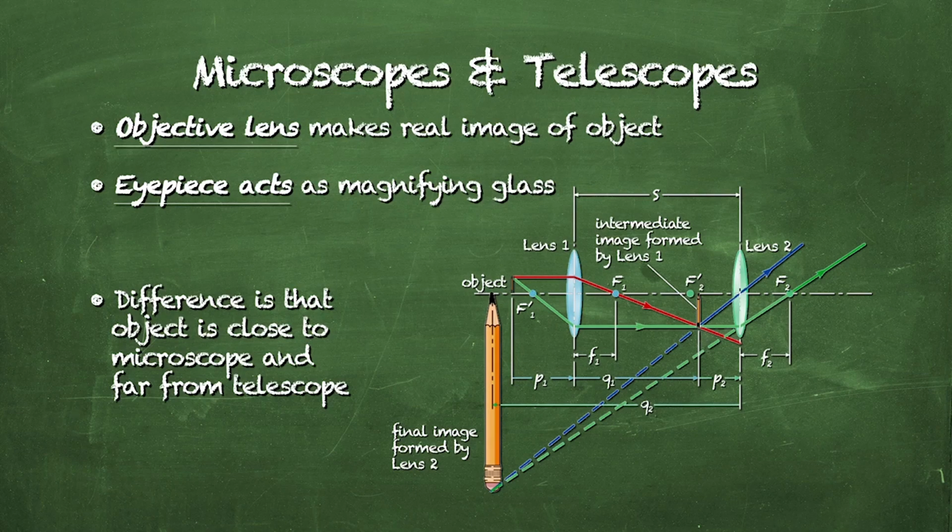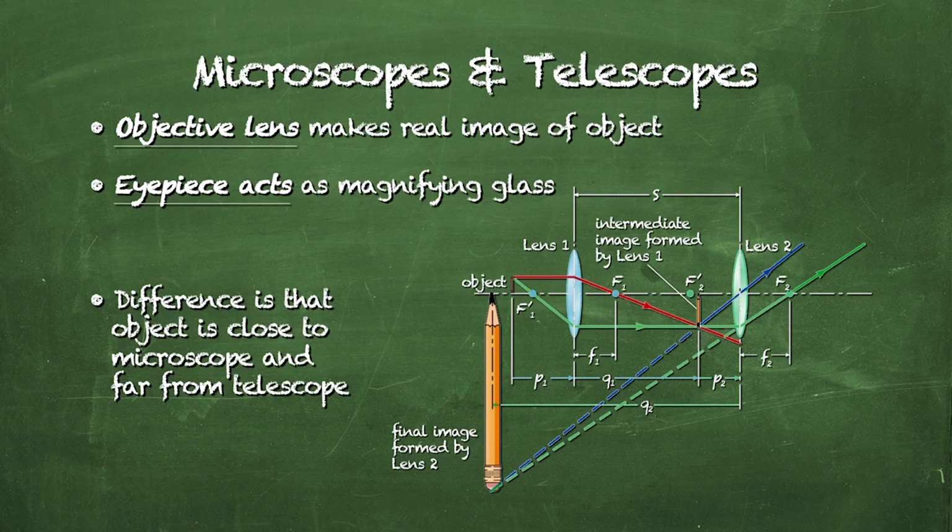So the objective lens makes a real image of the object and brings it closer to your eye, and lens 2 functions as a magnifying glass. So we see the object, we see the intermediate real image, which is inverted, that's formed by lens 1, or the objective lens, and lens 2 simply magnifies the image, forming a much larger virtual image.